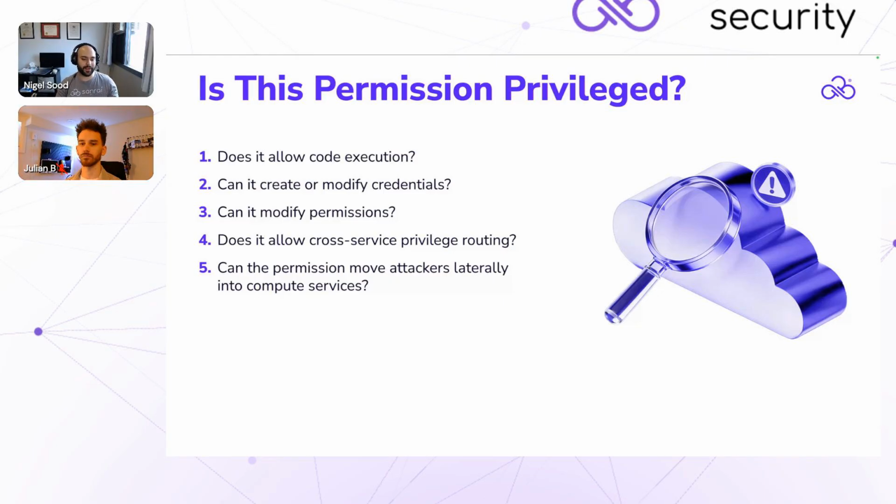Does it allow cross-service privilege routing? That one's important because if you can talk to a compute within a different service that has identity and access management credentials, that's often a way to kind of pivot into an environment where you can gain access to new privilege. And five, which is pretty similar: can the permission move attackers laterally into compute services? So, you see that entire kind of hierarchy of stuff. You've got the direct permission management type things, but also the access to compute environments, to privileged compute environments.